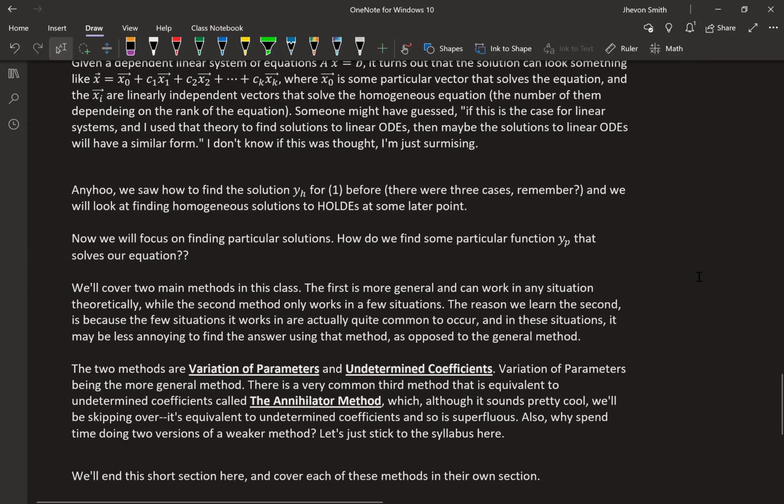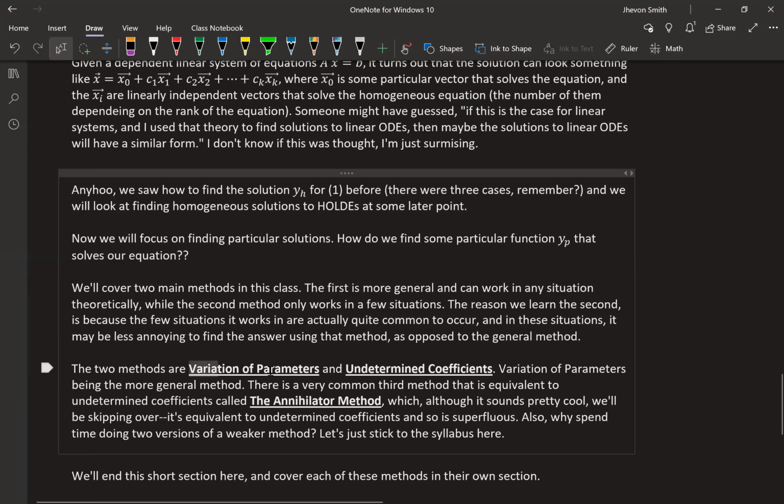So finding the YH, I already taught you guys how to actually do that. Remember, for a second order linear ODE, there are 3 cases based on when the characteristic equation has 2 distinct real solutions or 1 real solution or complex solutions. Now, how do we focus on the YP? That's what we're going to do today.